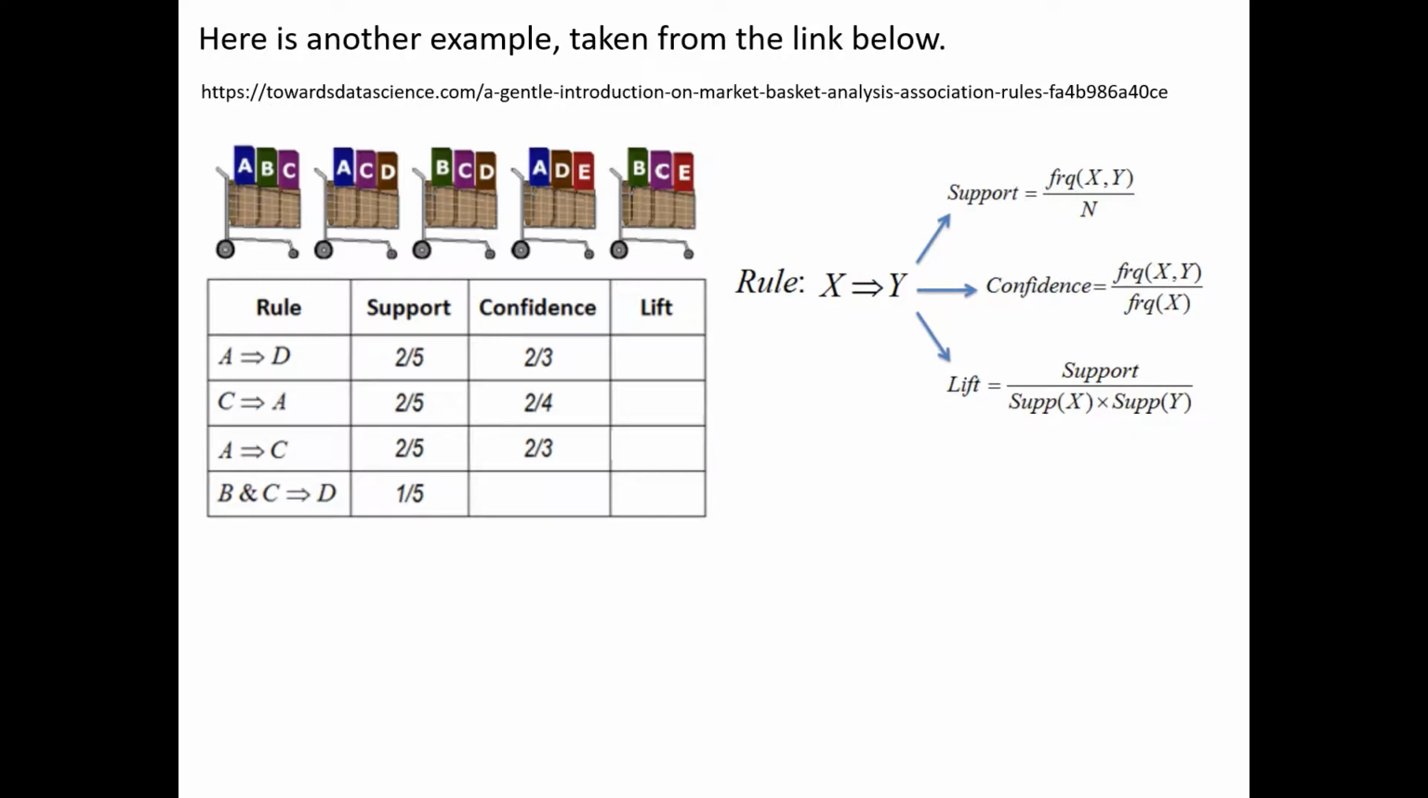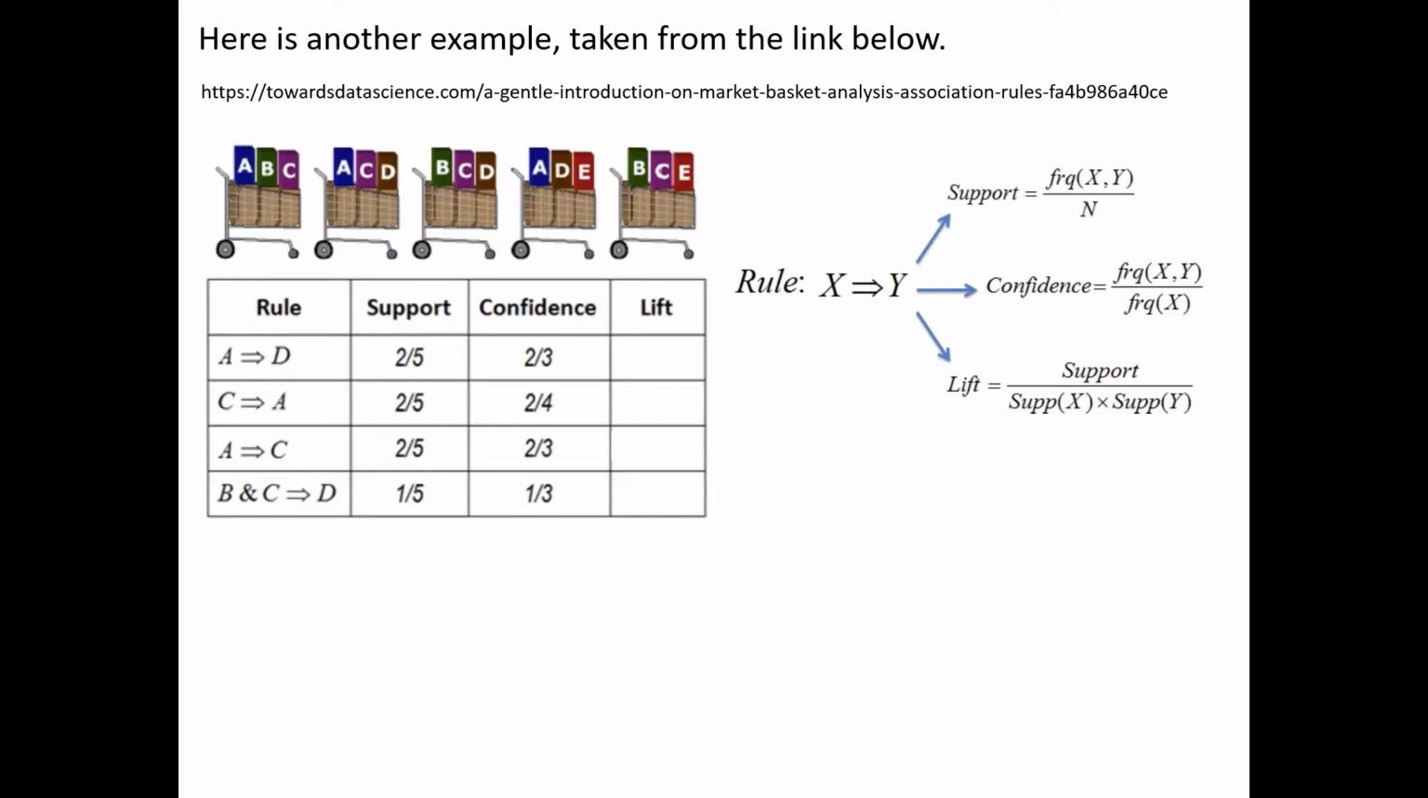Now the confidence for D given B and C. That would be how many have B, C, and D. There's just one that has B, C, and D, so the numerator would be 1, divided by, let's see, what's the denominator going to be? The denominator is how many have B and C in them, right? So B and C, 1, 2, 3. So we have 1 divided by 3 for our confidence for that one.